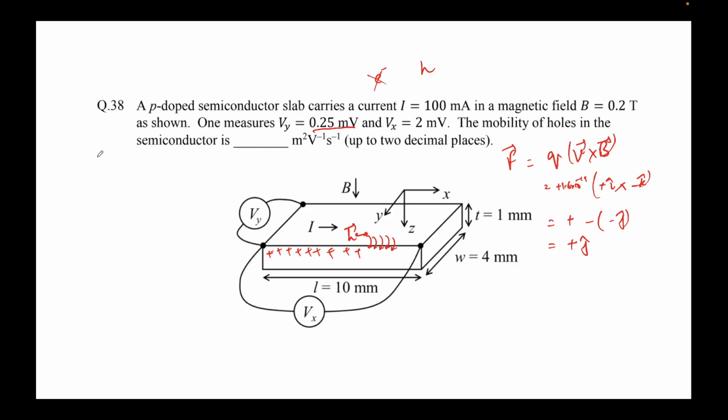Sir, can you please rewrite the drift velocity formula? Sorry, this question again? Yes, sir. Drift velocity, what was the formula? Okay, so drift velocity is defined as mobility times applied electric field.